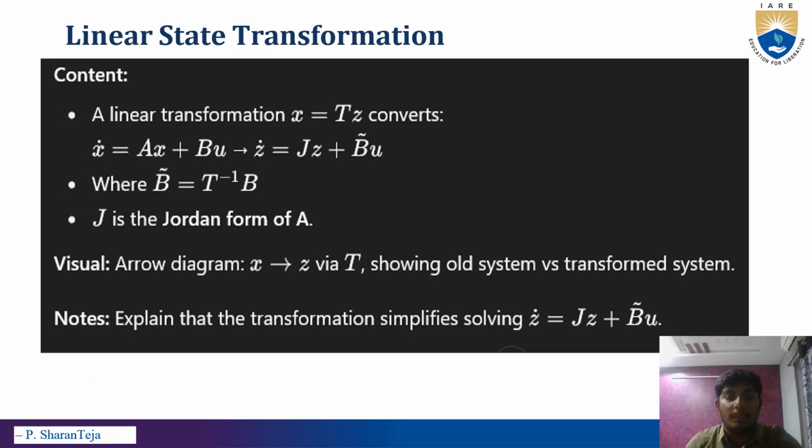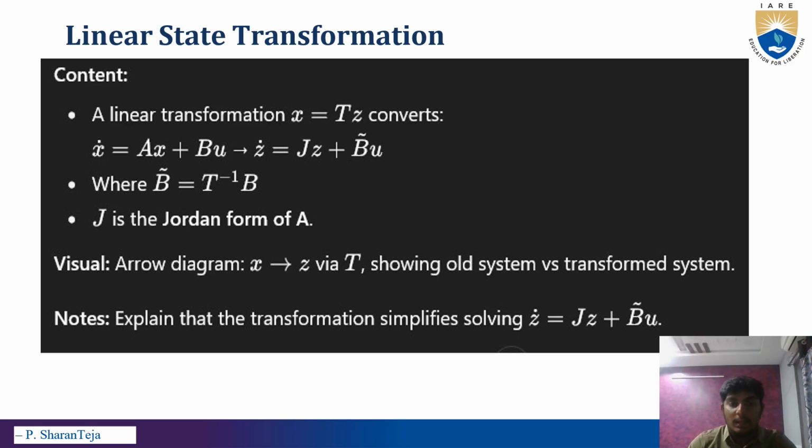Linear state transformation. Now, how do we actually use the Jordan form in a state transformation? We perform a change of variables x is equal to T z, where T is a transformation matrix made from eigenvectors and generalized eigenvectors, and z is the new state vector in the transformed coordinates. We substitute x is equal to Tz into our system equation. So T z dot is equal to A T z plus Bu.